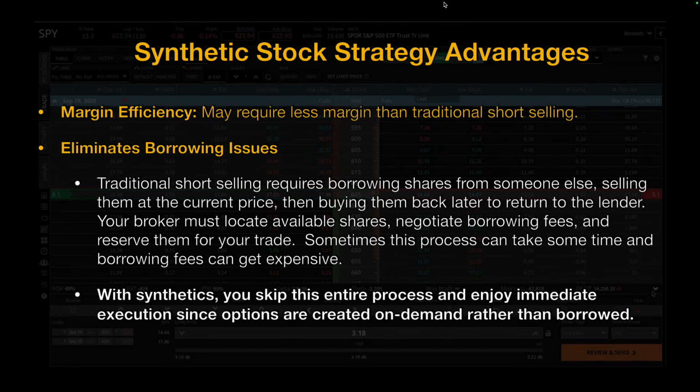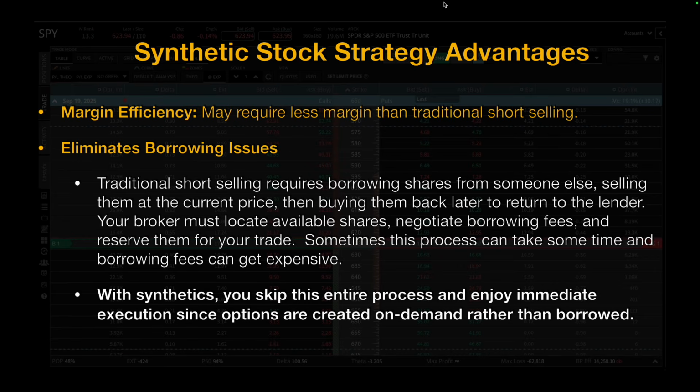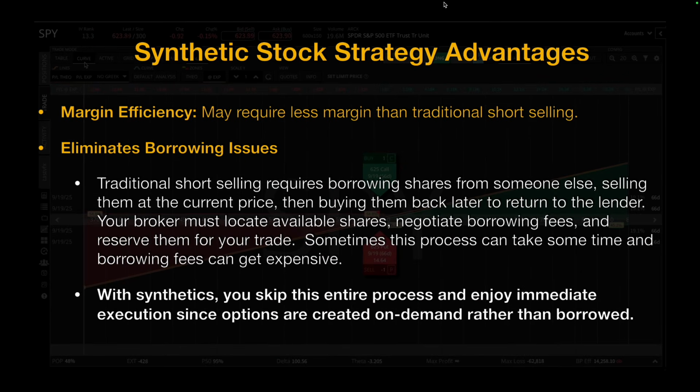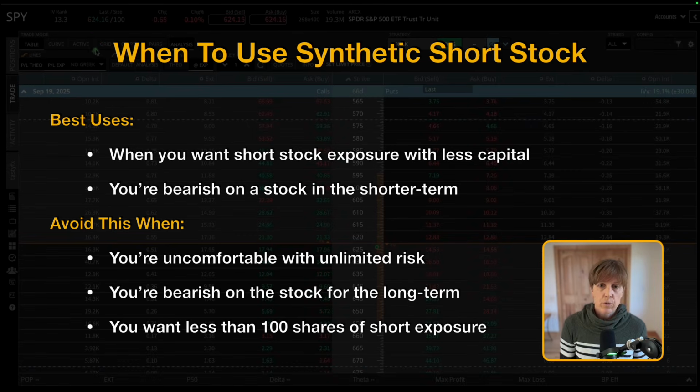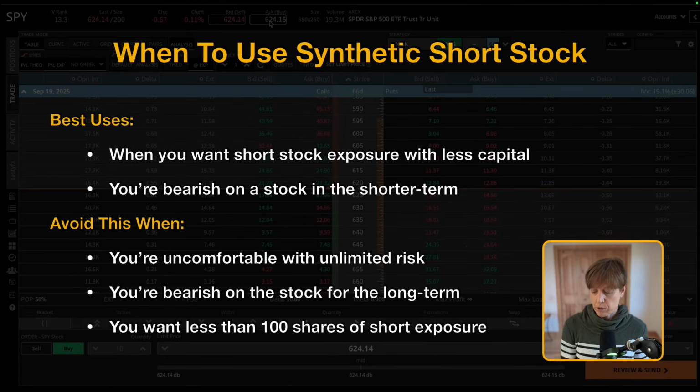So with synthetics, you skip this entire process and enjoy immediate execution since options are created on demand rather than borrowed. So traders want to use the synthetic short stock strategy when they want short stock exposure with less capital, and they're bearish on the stock in the short term. And they want to avoid this strategy if they're uncomfortable with unlimited risk to the upside, if they're bearish on the stock for the long term, and if they want less than 100 shares of short exposure.